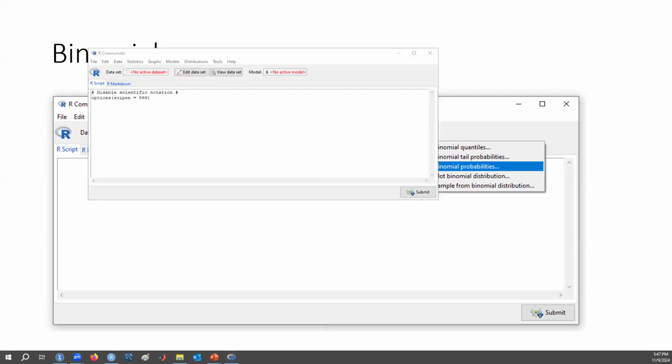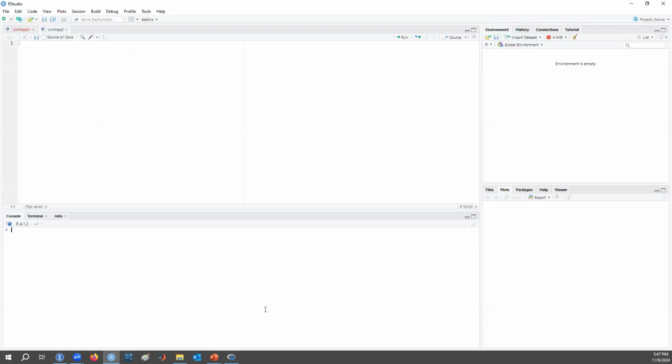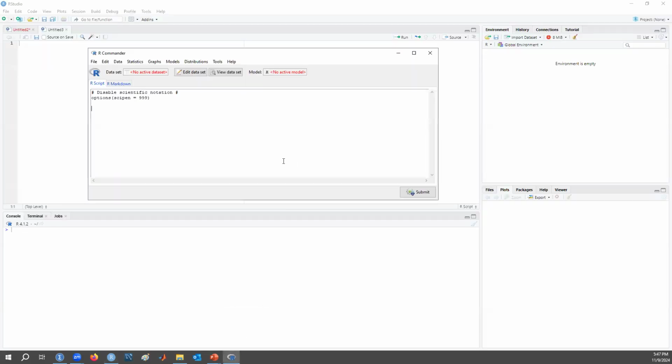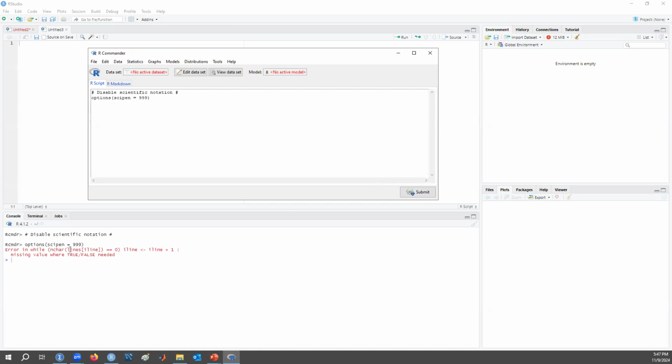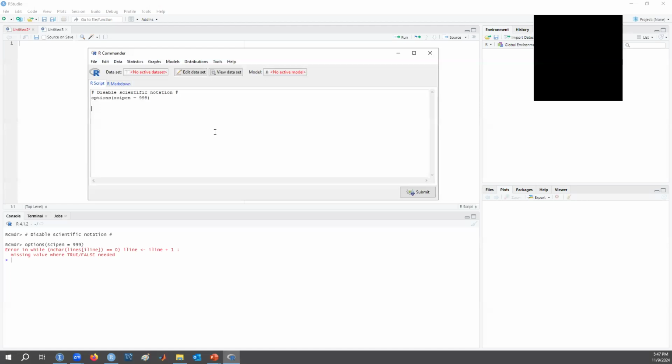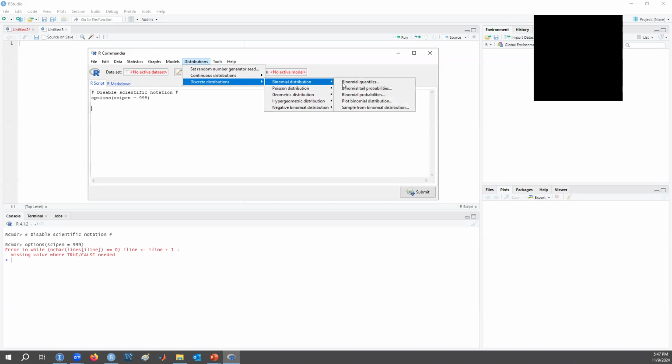So here is RCommander, and here is our R session. As you can see, I've already disabled scientific notation. Take this code that's in the description and just submit it. I've already submitted it, so it's giving me a bit of an error there, but go ahead and submit it yourself to disable scientific notation. Next, we're going to go to distributions. We're going to go to the discrete distributions, because binomial is a discrete distribution. We're then going to go to binomial distribution and binomial probabilities.